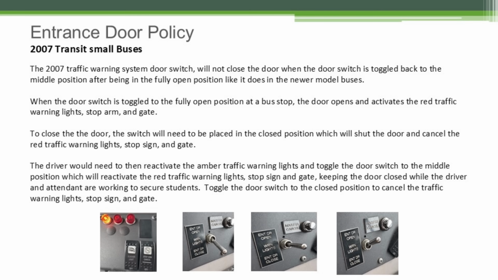To close the door, the switch will need to be placed in the closed position, which will shut the door and cancel the red traffic warning lights, stop sign, and gate. The driver would need to then reactivate the amber traffic warning lights and toggle the door switch to the middle position, which will reactivate the red traffic warning lights, stop sign, and gate, keeping the door closed while the driver and attendant are working to secure students. Toggle the door switch to the closed position to cancel the traffic warning lights, stop sign, and gate.